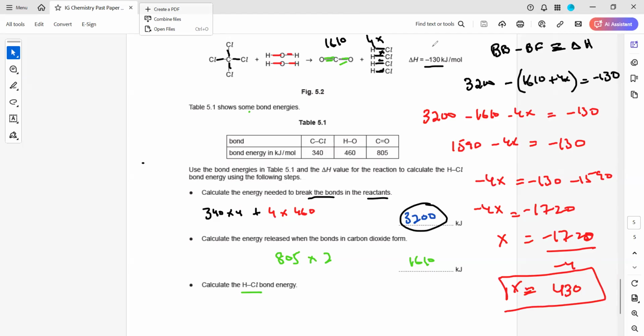Whenever you need any bond energy, if the reaction was endothermic, the enthalpy change will be positive, but if the reaction is exothermic, the energy change is negative.